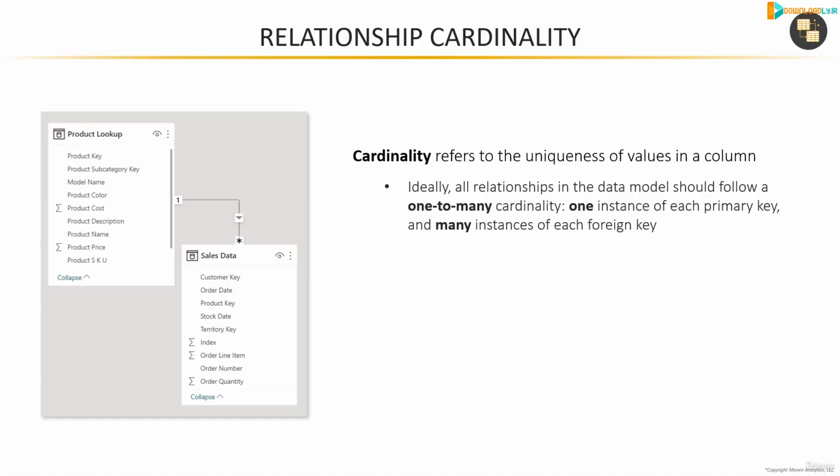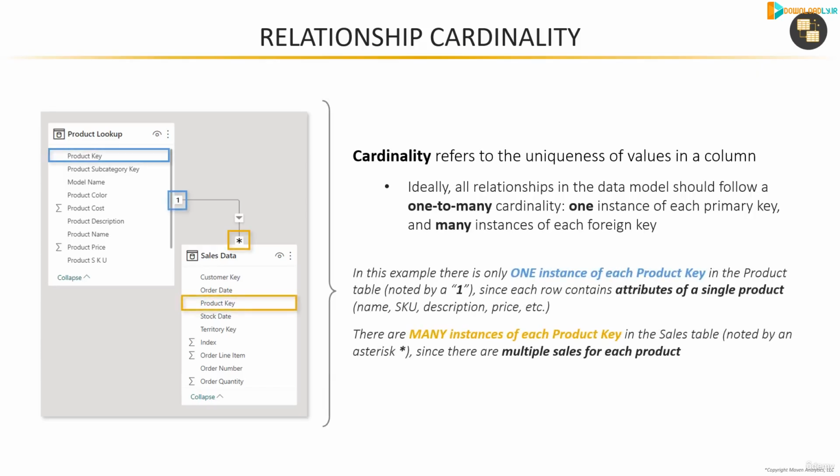So in this example here, we've got two tables, product lookup and sales data. And here there's only one instance of each product key in the product table. So we see a 1 on the product lookup end of the relationship. That's because each row of that table contains attributes of a single product: the product name, the SKU, the description, the price, and so on.